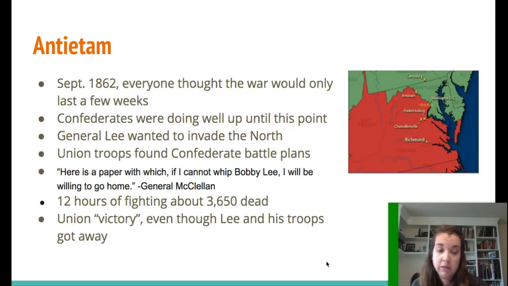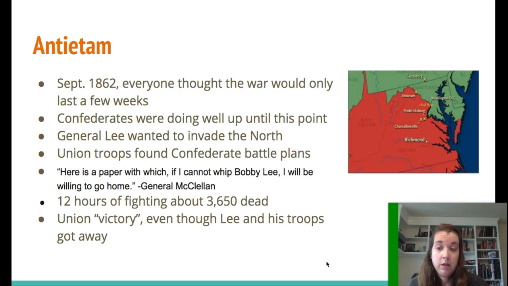Okay. So up until this point, Confederates were doing really well. Remember, they did have a lot of advantages when it came to leadership. No, they didn't have as much supplies or people, but if you have a great leader, you don't need as many supplies or people. And they had the home field advantage, meaning they knew the territory really well.